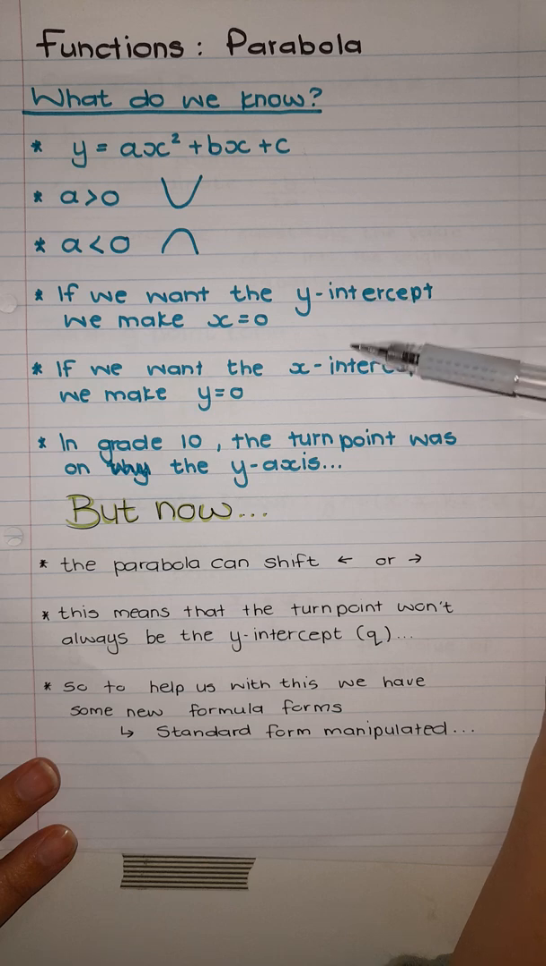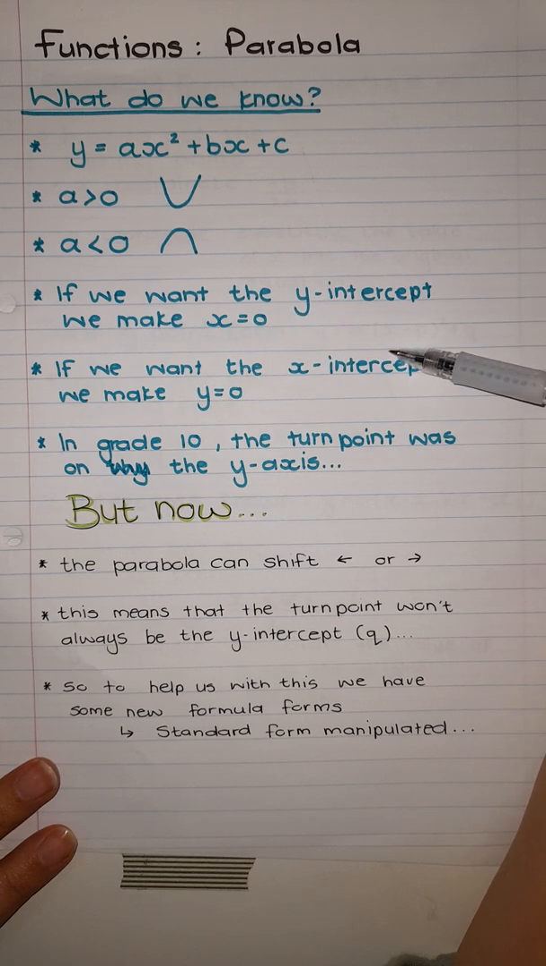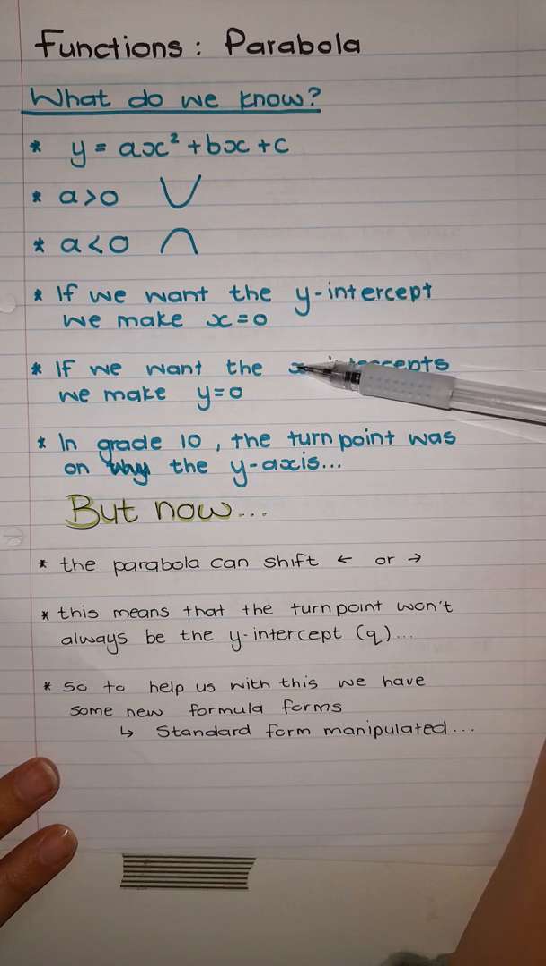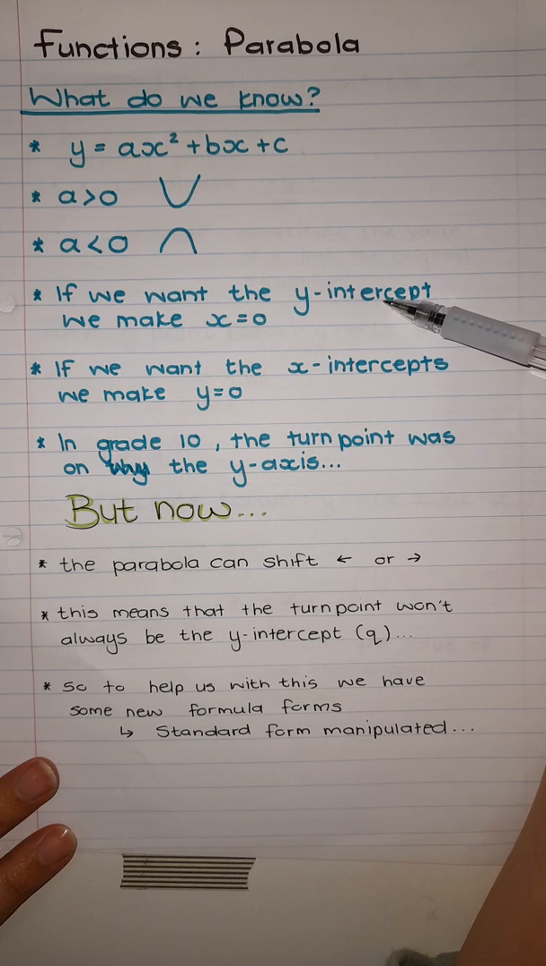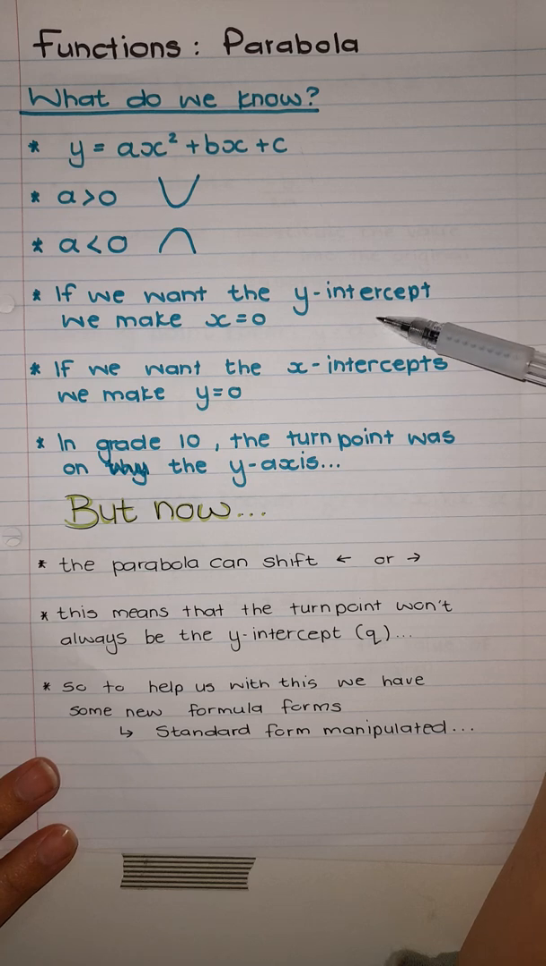If we want the y-intercept, we make x equal to 0. And if we want the x-intercept, we make y equal to 0. Now, this statement is a general rule that applies to most of our functions, and I do want you to make a note of it specifically and remember it. We did this previously, but it's a good reminder.